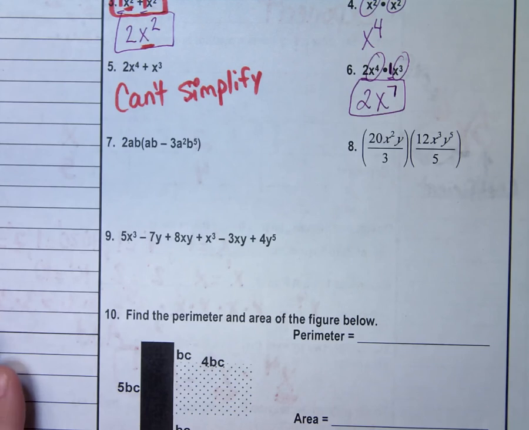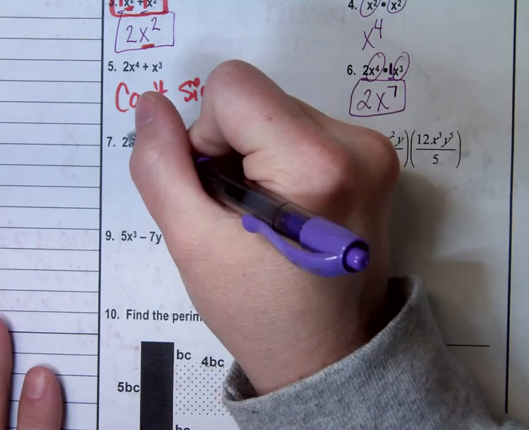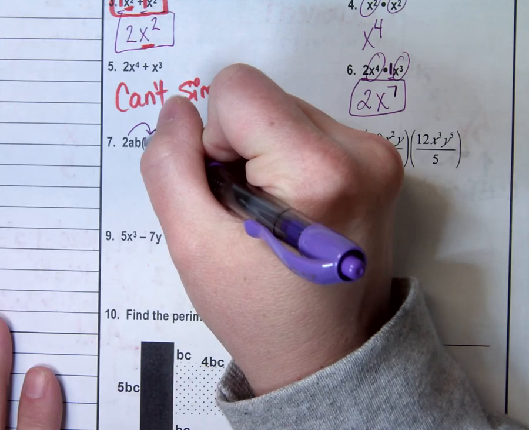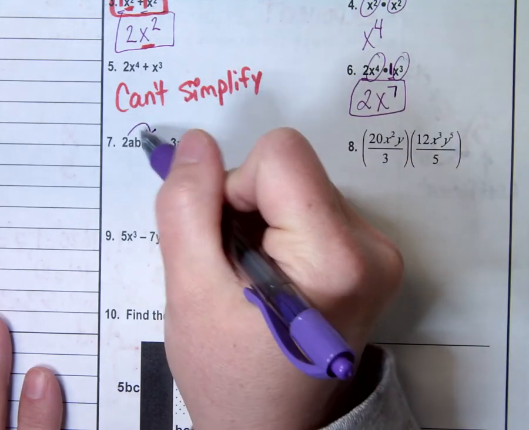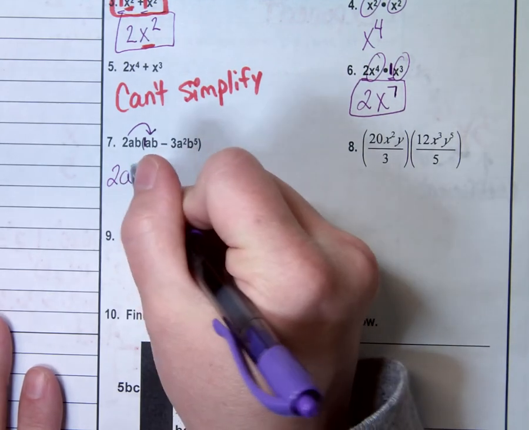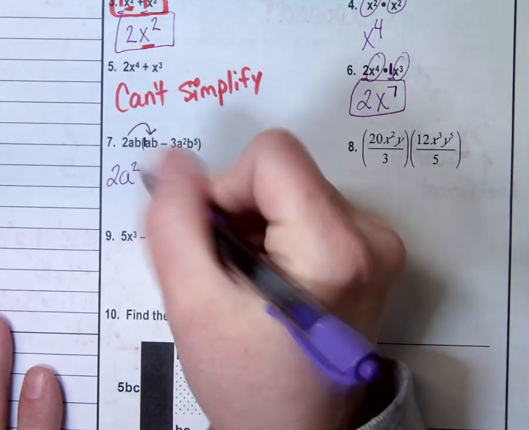Okay, number 7, I'm distributing on this one. So I take 2ab times ab. So remember, this has a coefficient of 1, you just don't see it. So 2 times 1 is 2. A times a is a squared. B times b is b squared.